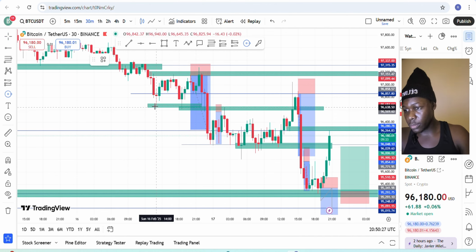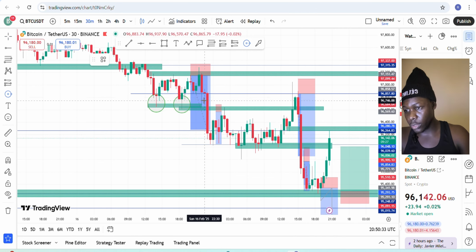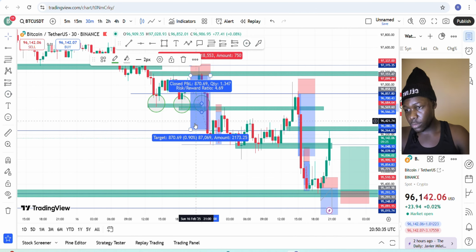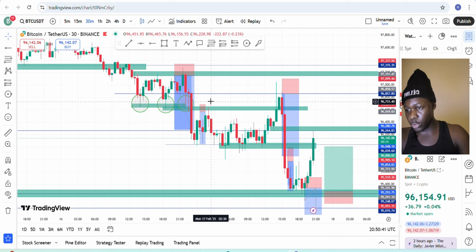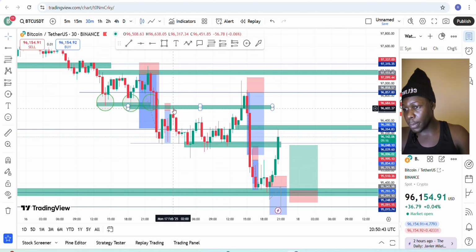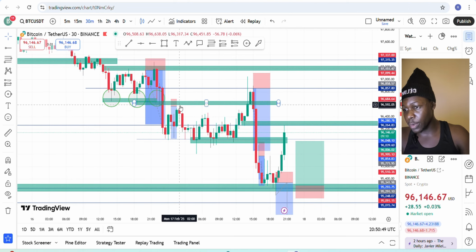We have this here. We have this week here. We have this week here. And then we got this third one over here. So we have to use our rectangle tool and mark out this area, this support, and then the market gives us a pullback to this place. But the reason why we don't take the trade as a sniper entry is because we have to wait for the market to give us a proper sweep to the downside.